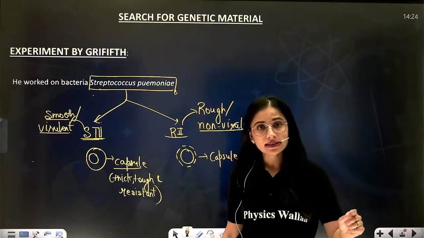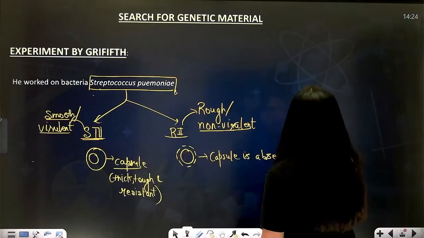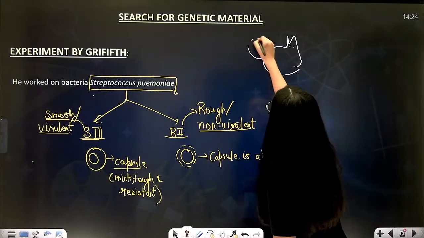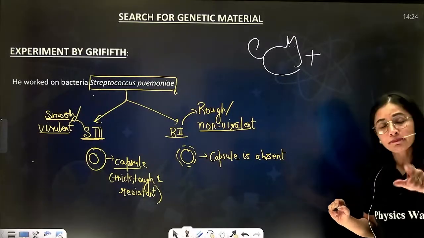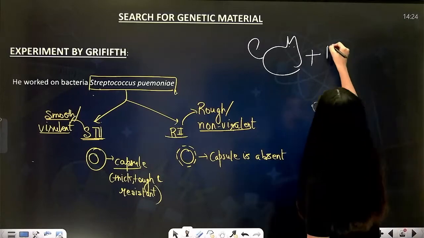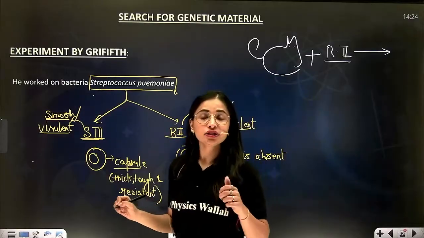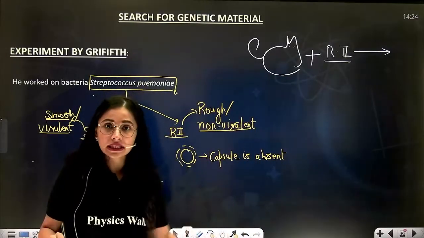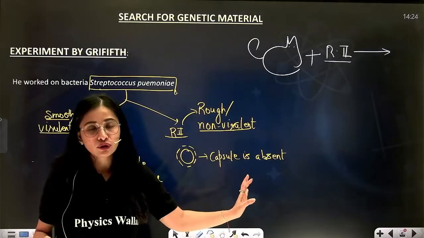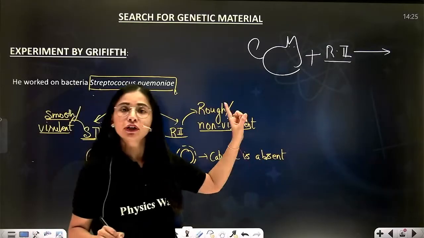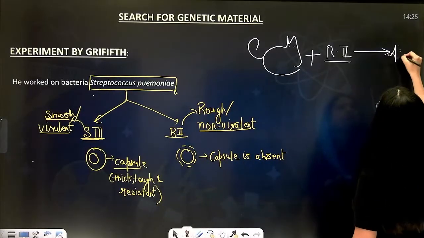One was disease causing, another was non-disease causing. Parallelly, he took mice. Okay, this is my mice. To the first mice, he injected the Streptococcus pneumoniae bacteria of R2 strain. Now tell me, if this mice is injected with R2 strain, will it die or not? Of course, it is not going to die because the R2 strain is non-virulent. It will not cause any infection in the body of the mice and the mice will live long.